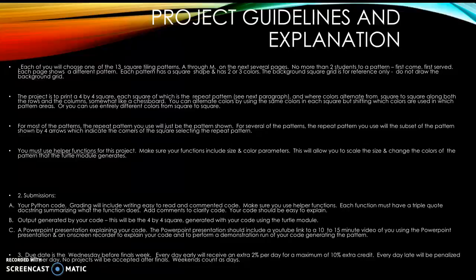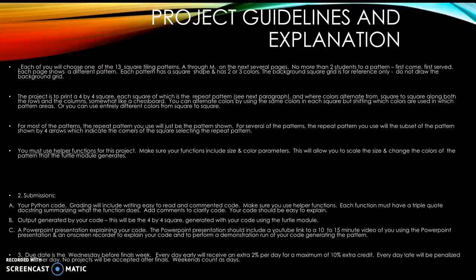Each of you will choose one of the 13 square tiling patterns A through M on the next several pages, which we currently don't have. No more than 2 students to a pattern, first come, first served. Each page shows a different pattern. Each pattern has a square shape and has 2 or 3 colors. The background square grid is for reference only. Do not draw the background grid. And I'll show you what he means about that in the next couple slides.